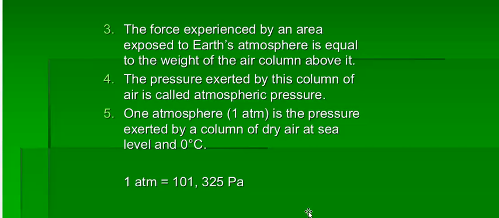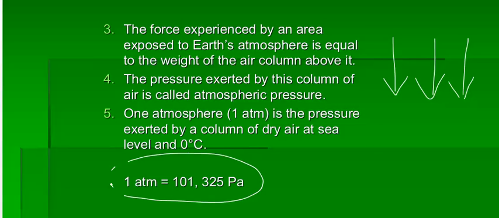The force experienced by an area exposed to Earth's atmosphere is equal to the weight of the air column above it, and this is called atmospheric pressure. When I think of atmospheric pressure, I think of this force pushing down on us, per unit area. 1 atmosphere is equal to the pressure exerted by a column of dry air at sea level and 0 degrees Celsius. So the conversion between the SI and the metric, 1 atmosphere is equal to 101,325 pascals.